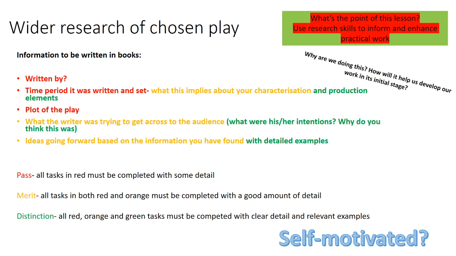What was the writer trying to get across to the audience? So what was their aim or intention? What was the point of the play? What did they want us to learn, to understand, to think about, to feel about the characters and their situations? And then based on this information, what are your ideas going forward? And give examples with that.